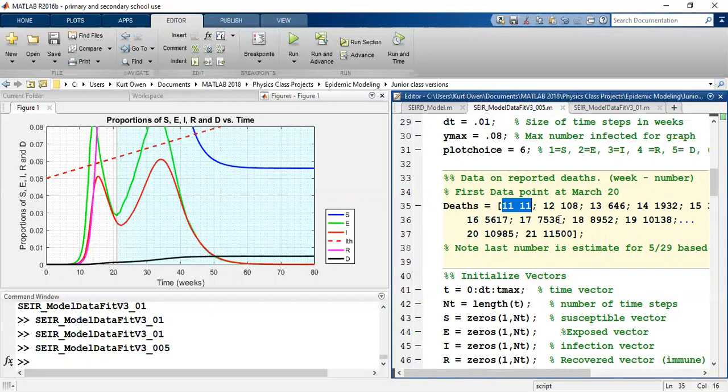In the 11th week, there were 11 deaths. And then in the 12th week, we had a total number of deaths. This is not new deaths. This is the total, up to 108. By week 13, that total had grown to 646. All right, so these deaths are actual data from New Jersey. We have data all the way up to week 21, which is 11,500 deaths. Now these are entered in matrix form in MATLAB.